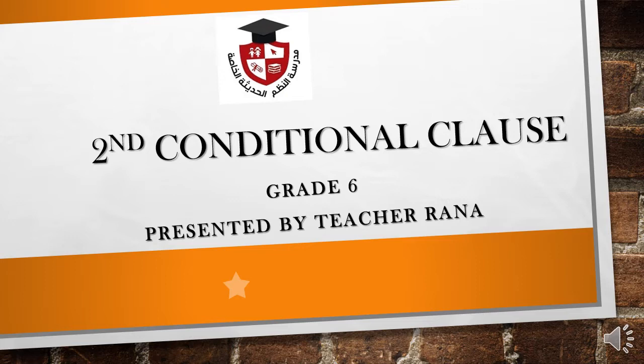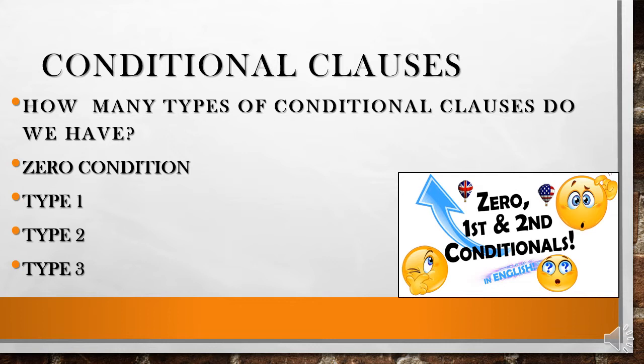And today we will talk about second conditional clauses. So, if you remember, we talked previously about conditional clauses, and I told you that we have four main types. We have zero condition, and conditional clauses type 1, type 2, and type 3. Of course, each one of these types has a different rule, different usage, and different meaning.